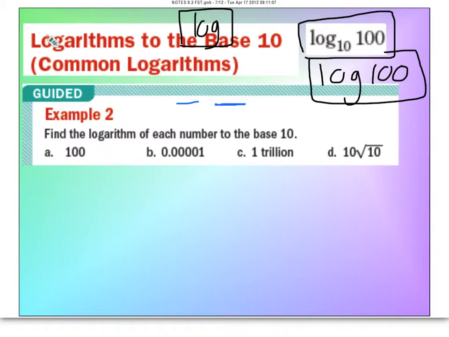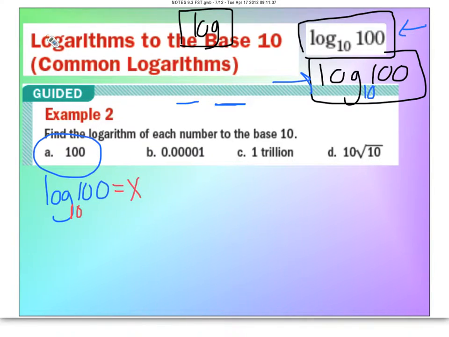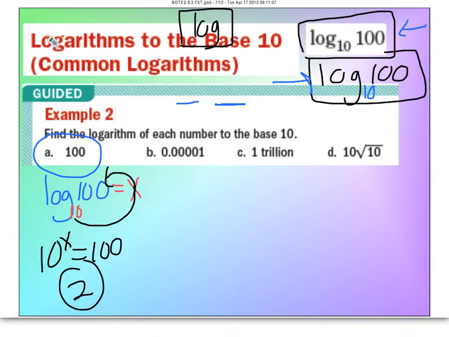So be really careful when you see this because you won't see the 10. If you see a number like this, you're more than welcome to write the little 10 in there. Well, let's evaluate it because that's what letter A is saying. Find the log of each of these base 10s. Letter A says log base 10 of 100. Again, that's how they would write it, but feel free to put the little 10 in there and do it equals x. If you rewrite this, 10 to some power equals 100. Well, that's easy. The answer is 2.